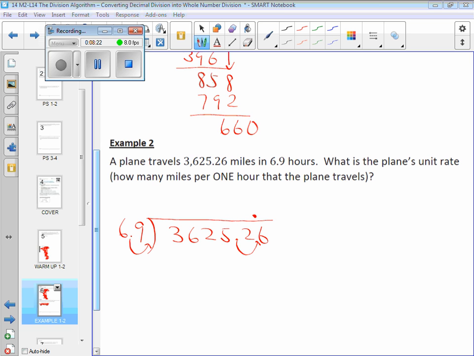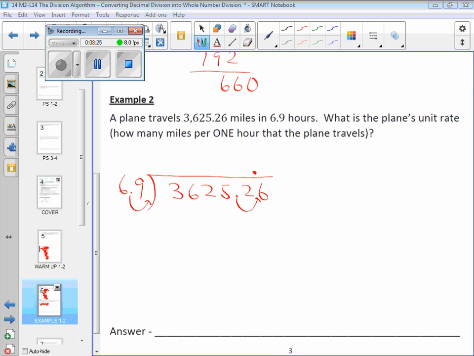And now comes the tedious process of trying to go through the long division. 69 can't go into 3, can't go into 36. First place where I can go into is 362. So off to the side, you got to do trial and error. 69 into 362 is going to go how many times?